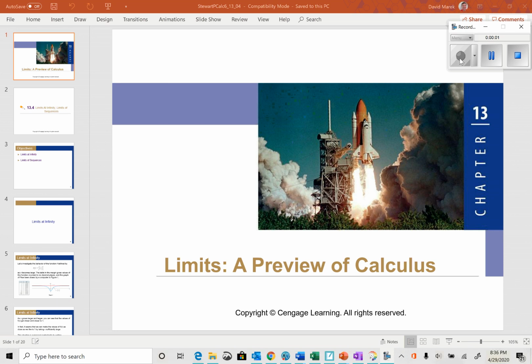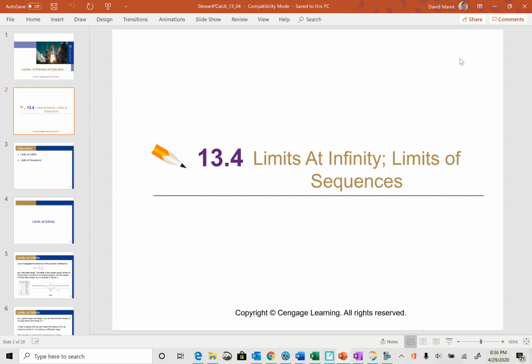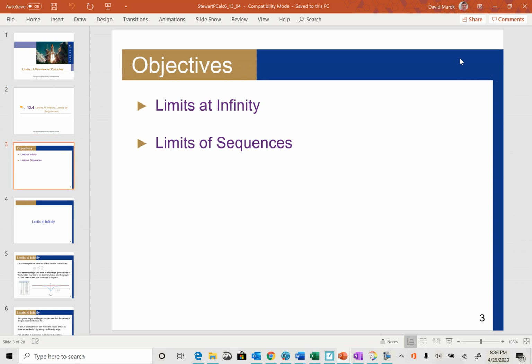Okay, let's take a look at 13.4. Back to one of our favorite topics, infinity. So we're going to look at limits at infinity and limits of sequences.